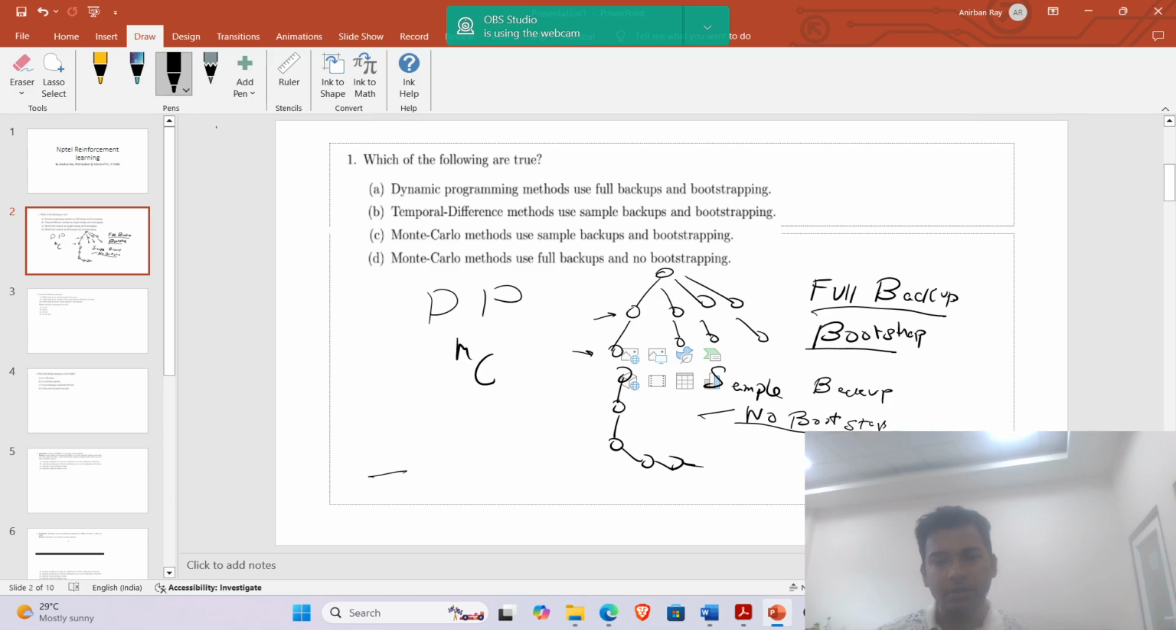Next, in temporal difference learning, the TD methods, it is like the shortened form of Monte Carlo, except that there is bootstrapping as well. So you're storing, and you can update the values repeatedly. This is sample backup where the sample is very small, and there is bootstrapping. So this is the organization of dynamic programming, Monte Carlo and temporal difference methods. In dynamic programming you use full backup and bootstrapping, so that is correct. TD is sample backup and bootstrapping. Monte Carlo is sample backup and no bootstrapping. So ABD is the answer.